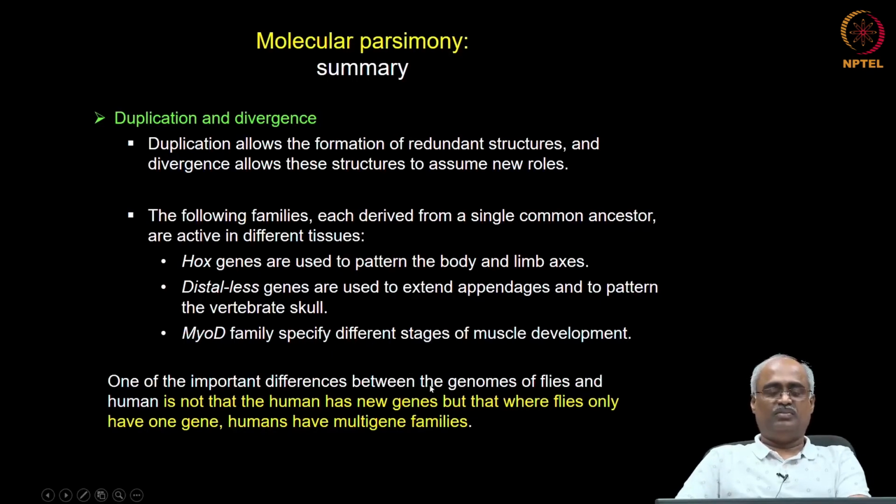So, therefore, the main point we are realizing is that the difference between flies and humans does not arise by having different genes, but by deciding which gene will be expressed where and when, okay. So, it is not that humans have new genes, but that where flies only have one, humans have multi-gene families, okay, and that is how the difference between the two organisms arises.